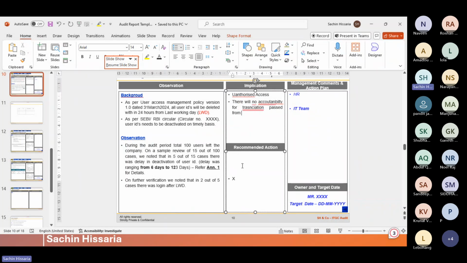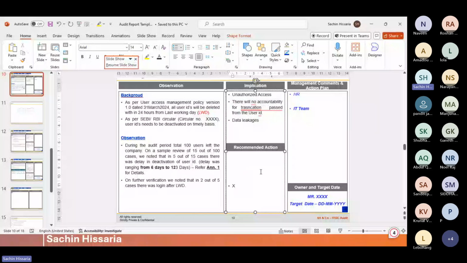Then what is the risk? Data leakage is also one of the risks. Correct, guys? If you are giving access to the employees after their last working day, there might be chances that data leakage can happen. So likewise, we have written the possible risks, that is, what can go wrong. Against this observation, what can go wrong, we have to write into the implication section.